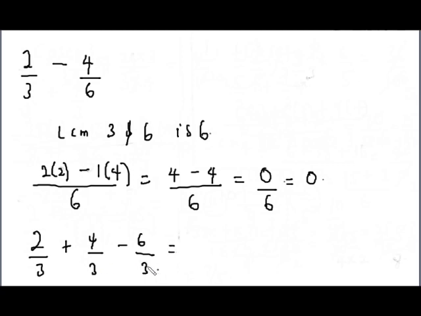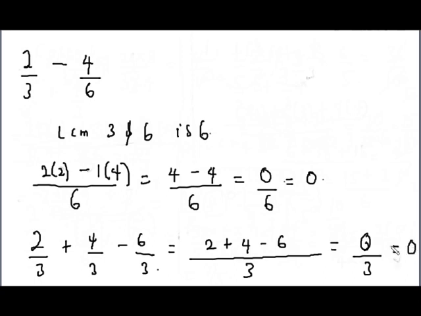Okay, so we have the same denominators. This means that the LCM will be 3. So 3 divided by 3 is 1. So we'll just add the numerators together, minus 6, which is 2 plus 4 is 6, minus 6, which is 0 divided by 3. So the answer is still equal to 0.